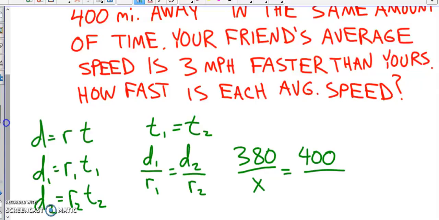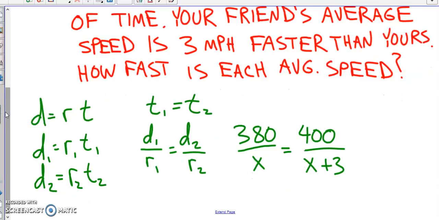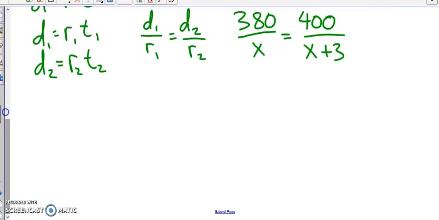Let's let our rate be x. Friend's rate is 3 miles per hour faster, so whatever our rate is plus 3. Well, at this point, you can cross multiply to solve this equation. So when we cross multiply, we're going to end up with 380 times x plus 3 equals 400x.